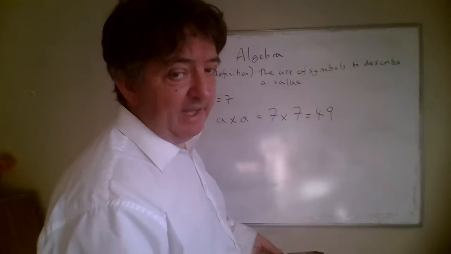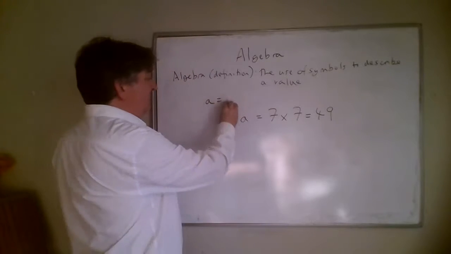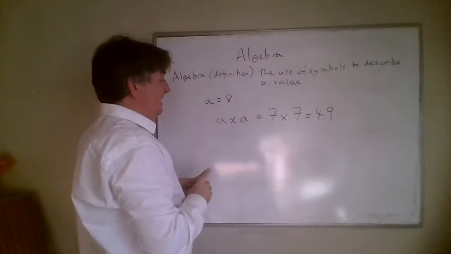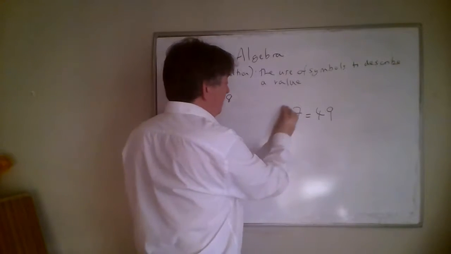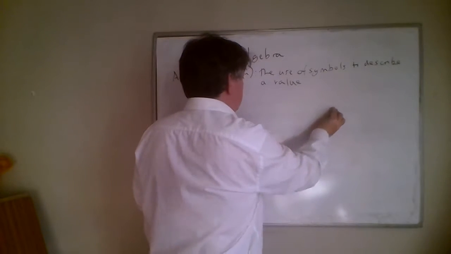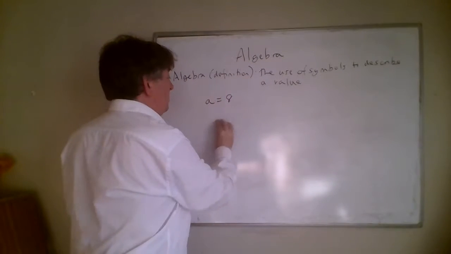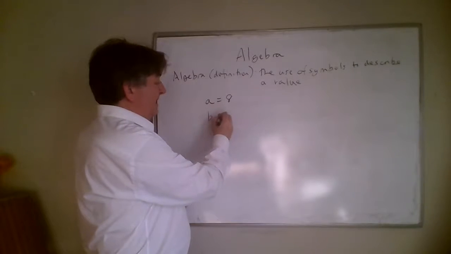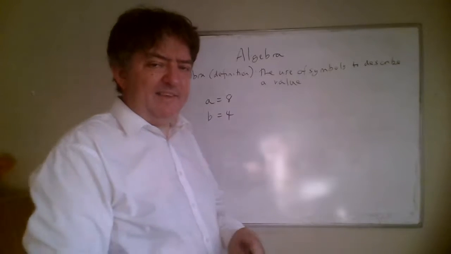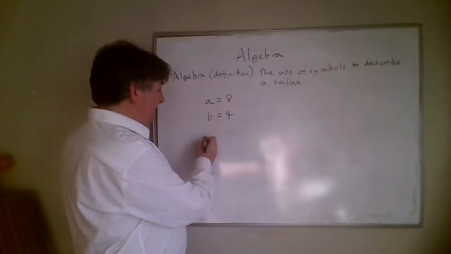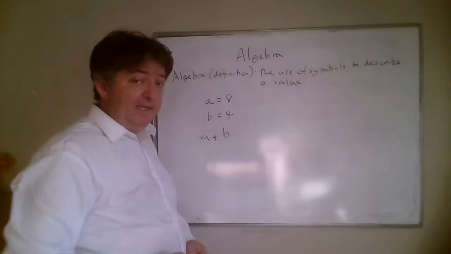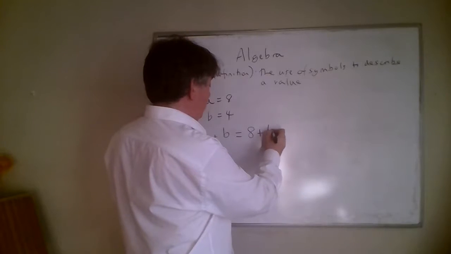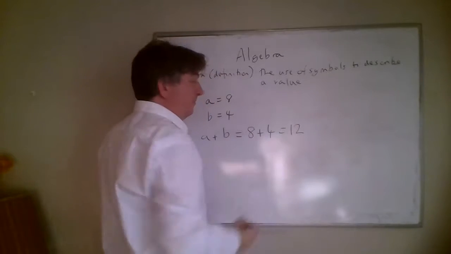So sometimes we could have A and B. So let's change A to 8, and let's have B equal to 4. So B equals 4. So in this case, let's do A plus B. So A plus B equals, obviously, 8 plus 4 equals 12.